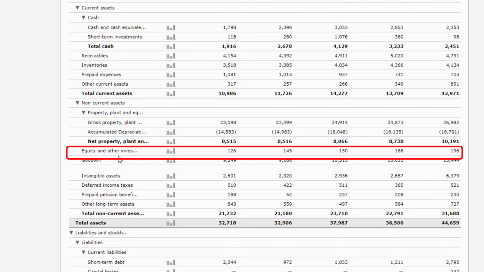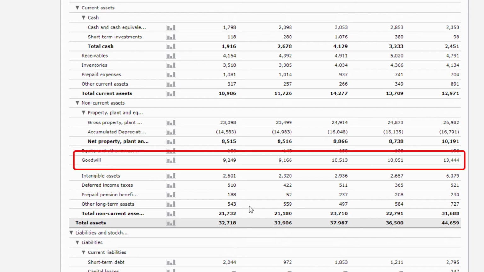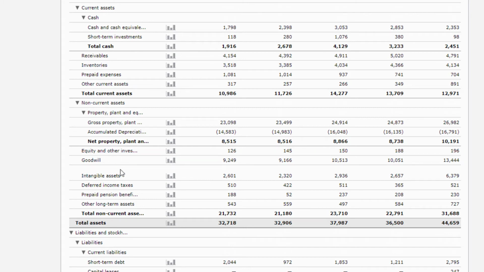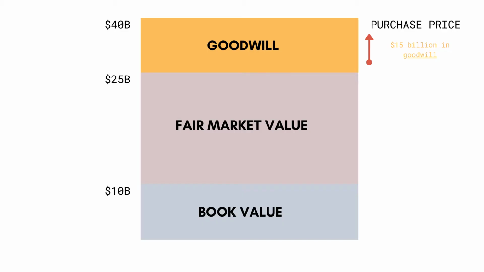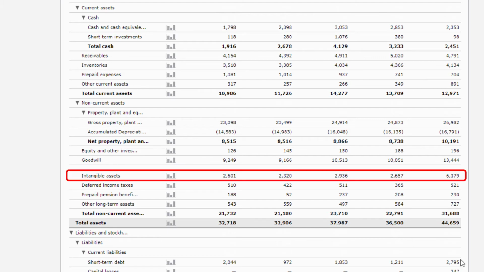Next up are the equity and other investments. Those are actually the long-term investments. It could be bonds, equities in other companies, et cetera. Then we have goodwill, and goodwill is actually also an intangible asset but differs in a couple of ways, which I'll talk about in a bit. So the value of goodwill typically comes from acquiring other companies above the book value of that company. The difference between goodwill and other intangible assets is that goodwill has an indefinite life and cannot be sold independently. Then the next line item is intangible assets.